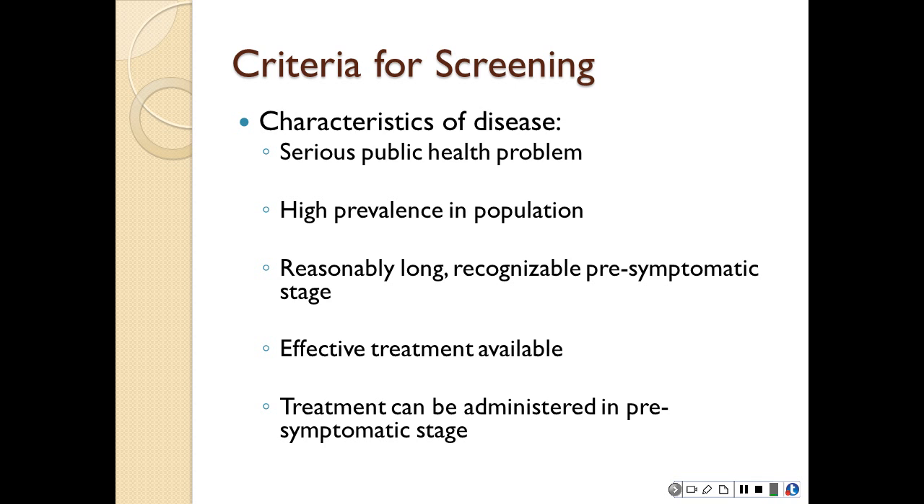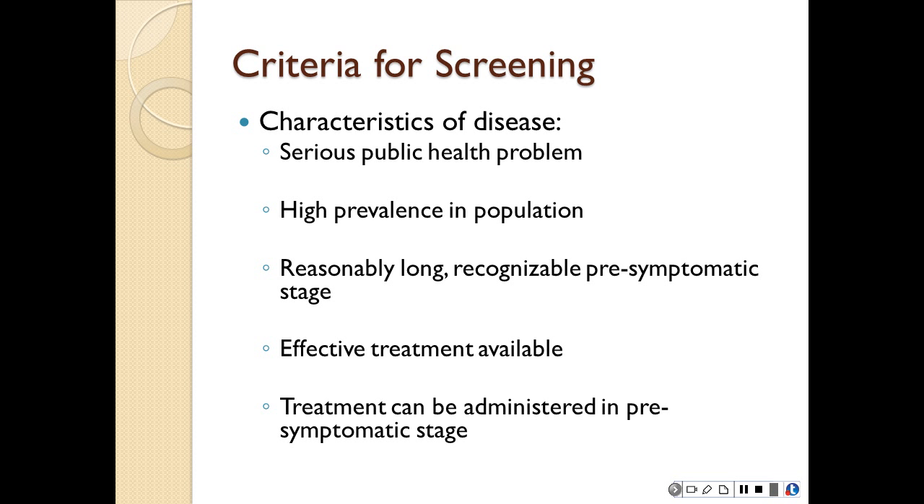We don't do public health screenings for Huntington's disease because it's not a huge public health problem, but people that have a parent with the disease may choose to know, even though there's no treatment available. But that's a clinical medicine decision, not a public health decision, right? And that's more of a diagnostic test anyway. All right. So those are the characteristics of a disease that make it a good candidate for screening.